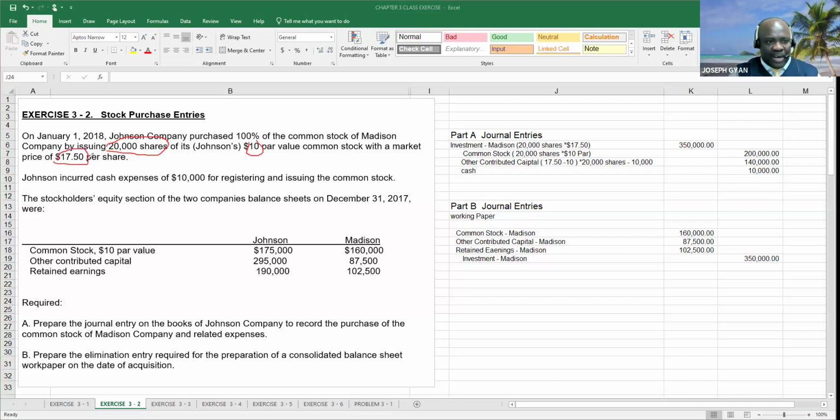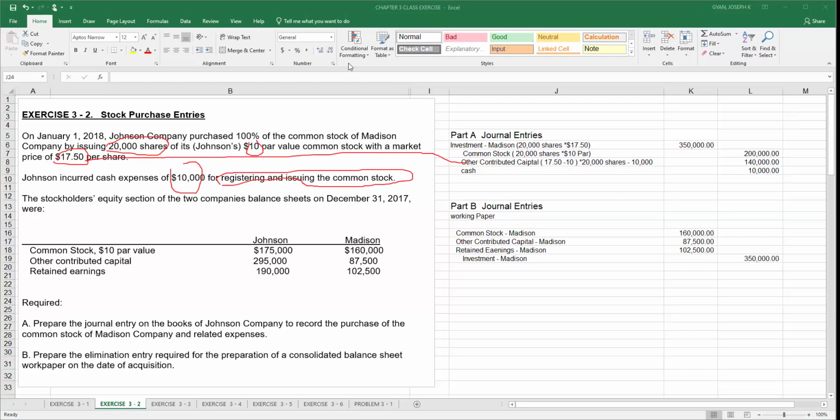So in other words, we have other contributed capital. That's what we have here. Then we also pay 10,000 to register and issue the common stock. We have to register the common stock, so why do we add the 10,000 in the same journal entry? Remember, before, the $10,000 was for the expense?